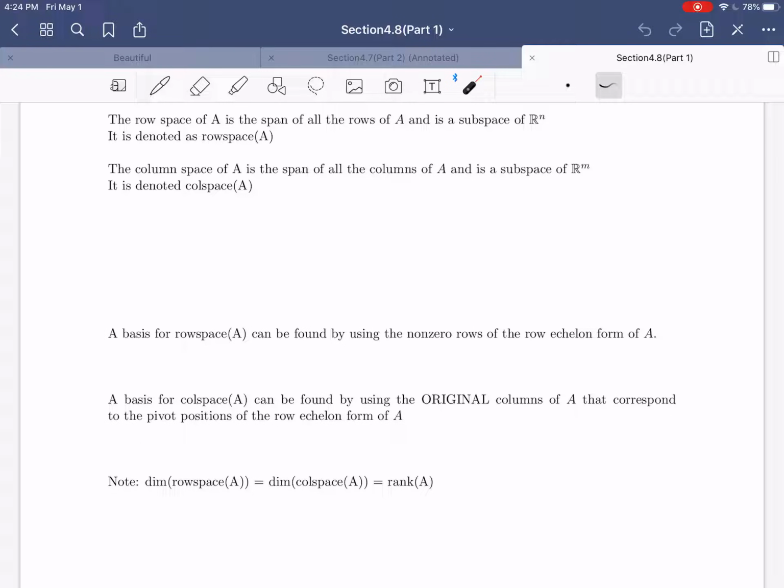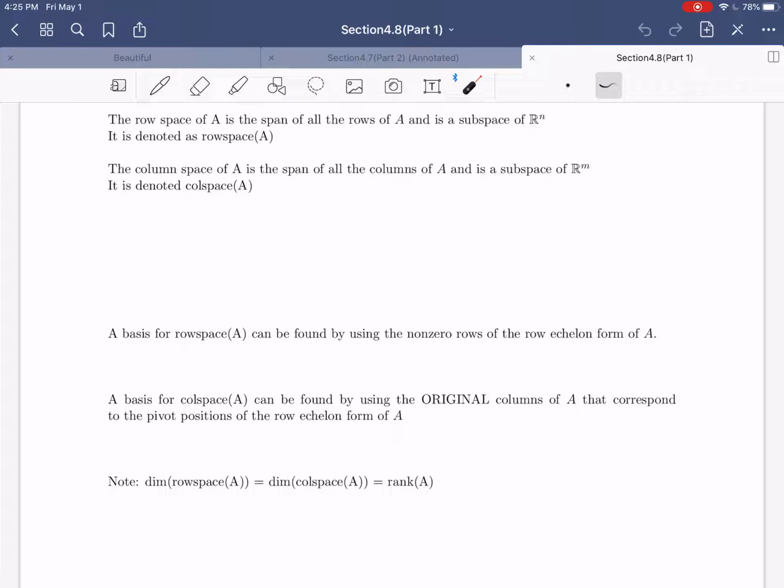This does not mean, though, that the row space and the column space are the same. In fact, it doesn't even make sense a lot of the time to talk about the row space and the column space being similar because they actually live inside of different vector spaces, right? The row space is always inside Rn, and the column space is always inside Rm. But their dimension is always going to be equivalent. That's the importance of this note here.